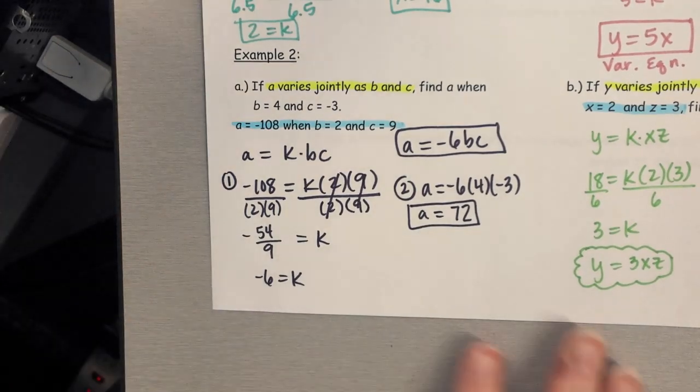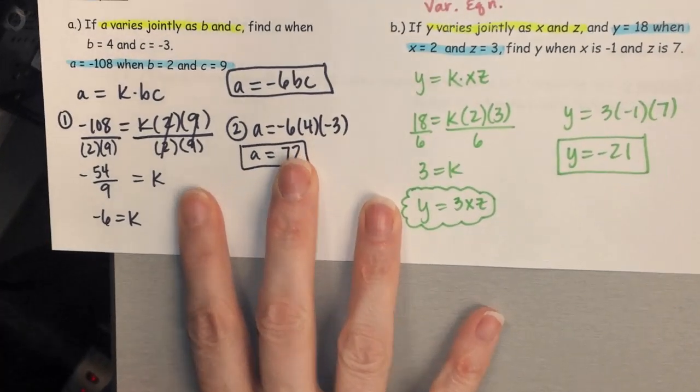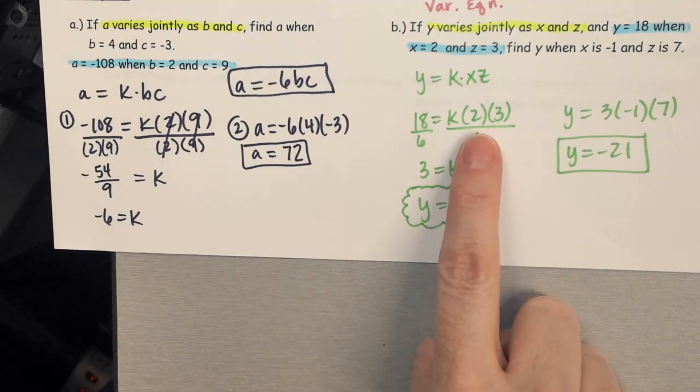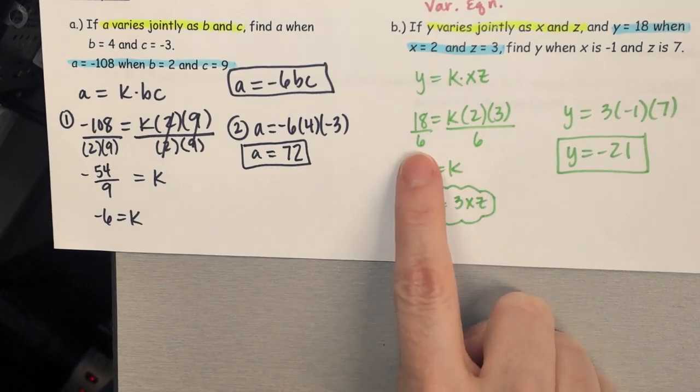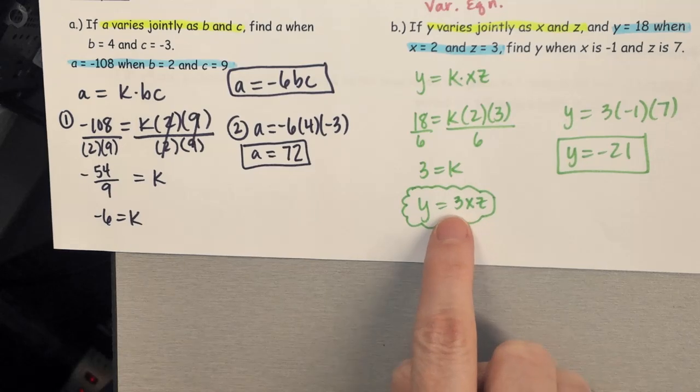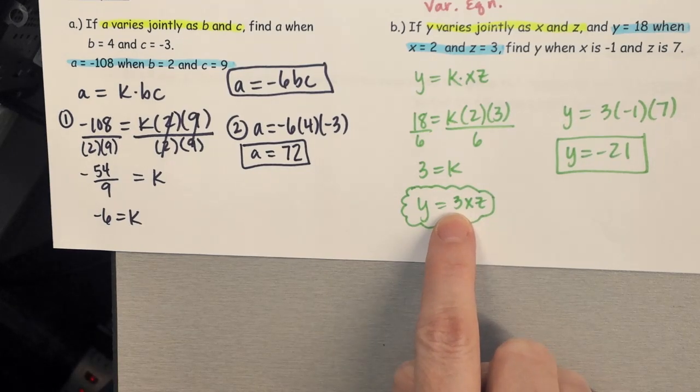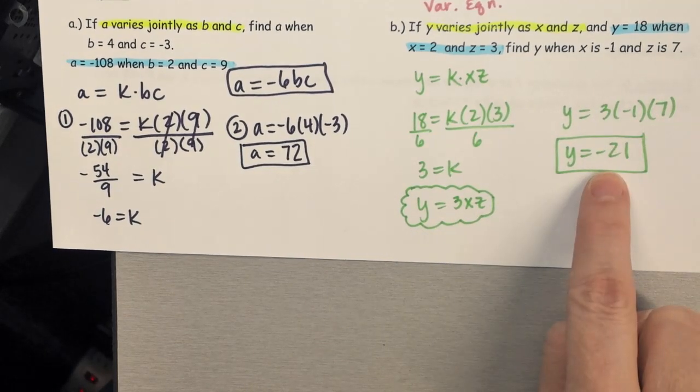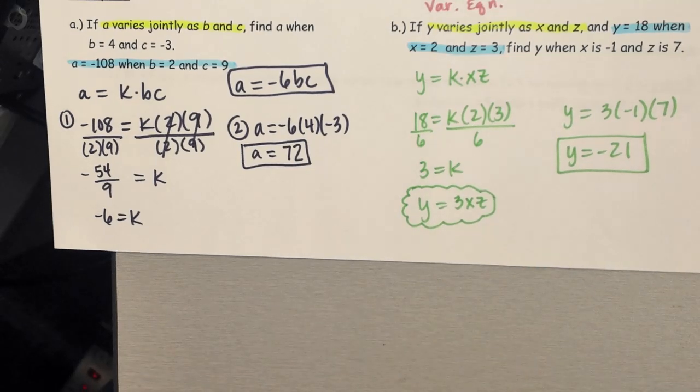Okay, so you have 2 answers for each one. Okay, so once you plug this in, we know 2 times 3 is 6, 18 divided by 6 is 3, so this is your equation. Okay, and then to solve for y, when you plug those in and multiply, you will get negative 21. Okay, not too bad so far, right?